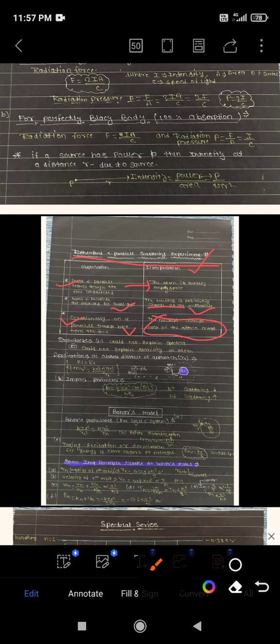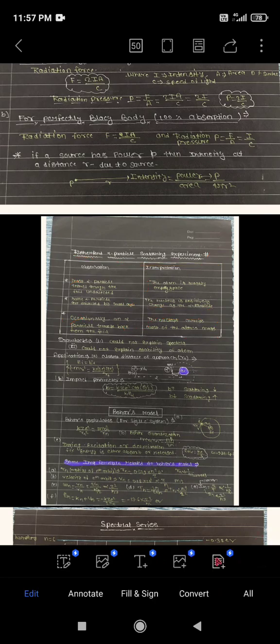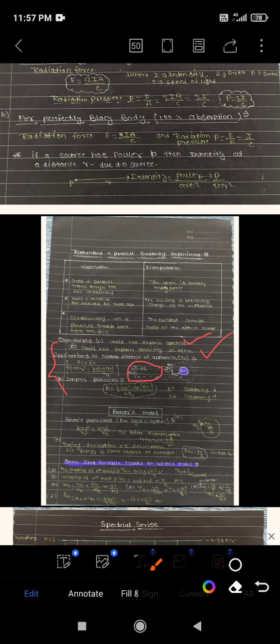Some drawbacks of the Rutherford model: it could not explain the spectrum and could not explain the stability of the atom. It has two applications. First is closest distance of approach. When an alpha particle is thrown with velocity v naught, when it reaches distance r naught, its velocity will be 0. So loss in kinetic energy is equal to gain in potential energy. After solving it, we will get the value of r naught, that is the closest distance.